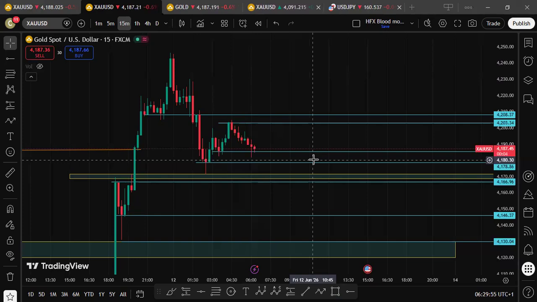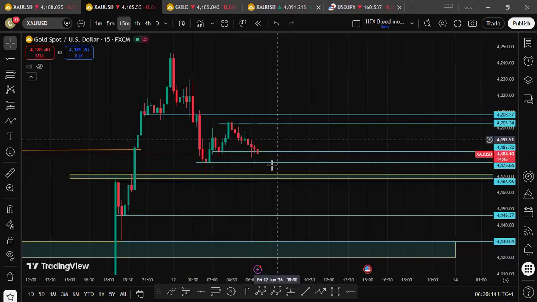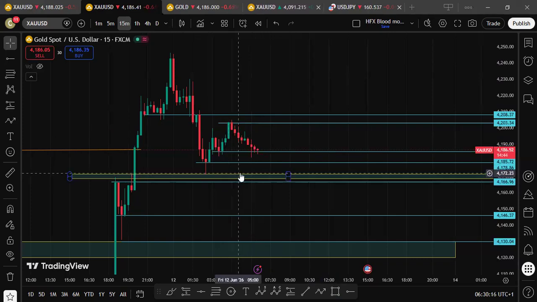Let's see. So what I expect it to do, if I'm to take a sell here now, it will be quite, because I want this low to be broken. Yeah, exactly. It's doing what I wanted it to do. I want this low to be broken. If this low is broken, I'll need a slight pullback.